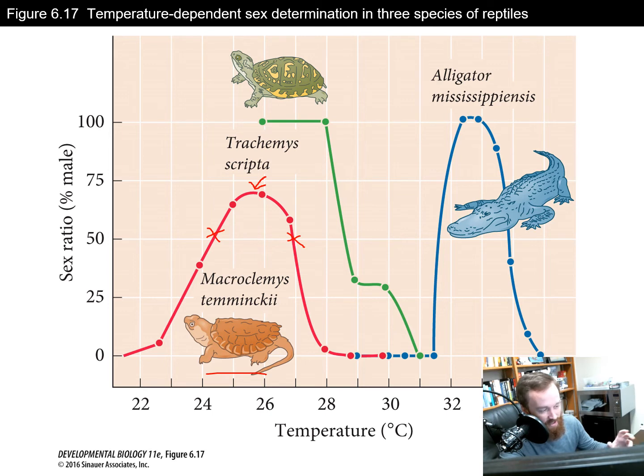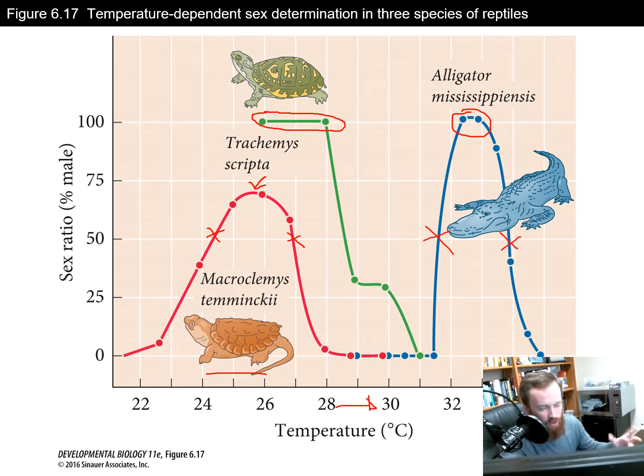In a pond turtle or a painted turtle, at low temperatures, at 26 to 28 degrees, you have all male turtles, and then as you increase the temperature, you get more females. And then alligators, similarly, at about 32.5, 33 degrees, you have all males, but before that and after that, you have kind of this gradient where you can get a 50-50 mixture of males and females.